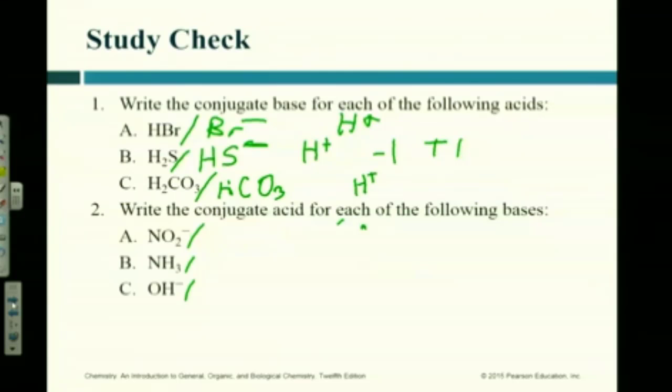If I got rid of something that was positive, because I got rid of a hydrogen ion, then this has to be what? Negative. It has to be negative. That's it. That's all it is. So if it's a conjugate base, you just assume it's probably negative. Most of the time it will be.